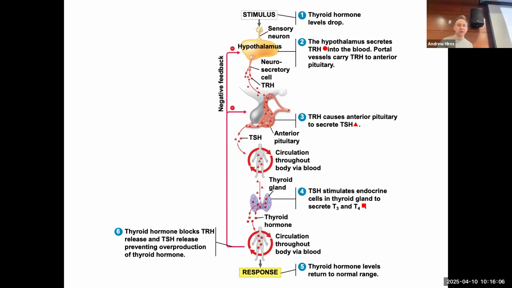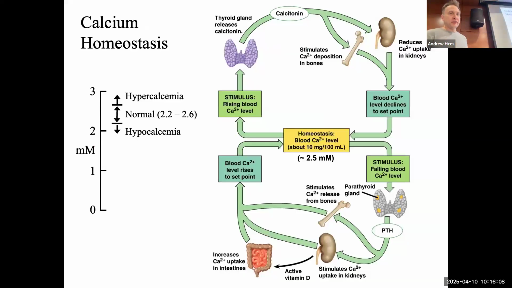Okay, so let's now turn towards calcium homeostasis. Okay, going back to PTH. Calcium is a really, really important mineral in our body. And in fact, it's also the most abundant mineral in our body. We've got about 1 kilogram of calcium in our body.